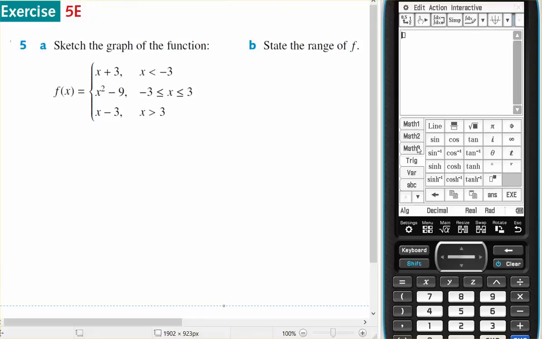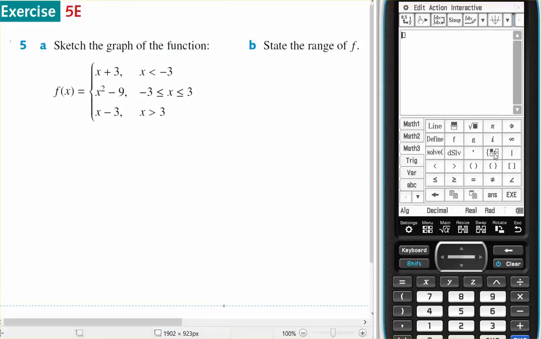If I go to Math 3, there is my piecewise function. I touch it once, I get 2 equations. I touch it twice, I get 3 equations. In the first line, I need x plus 3. And my restricted domain is x less than negative 3.